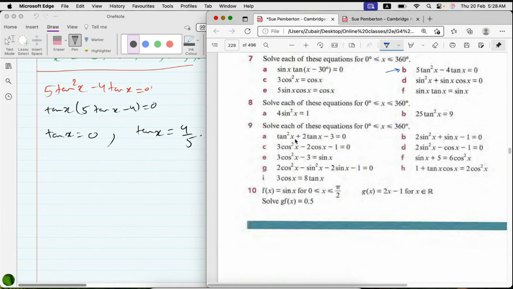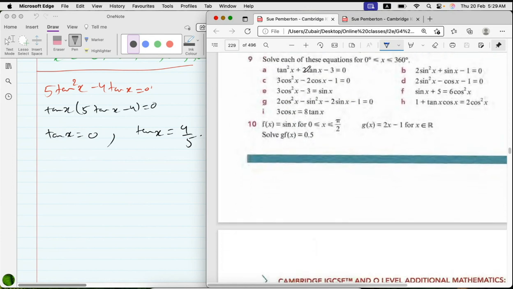Question number 8, exactly the same way. There's only one difference: because we are taking square root on both sides, it would be plus minus, and we'll be working out all four possibilities. This would summarize to sin x equals plus minus 1 by 2. This would summarize to 9 by 25, square root is 3 by 5. So tan x equals plus minus 3 by 5. Because of this positive and negative, we will be finding angles in all four quadrants.